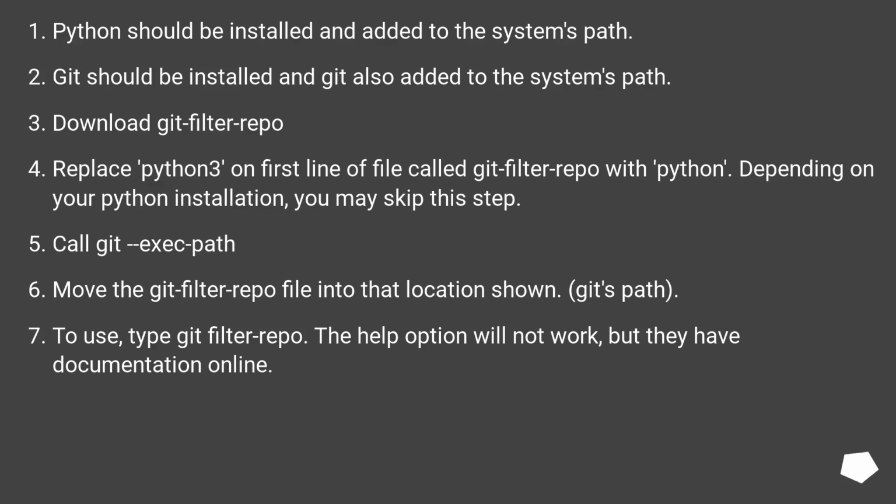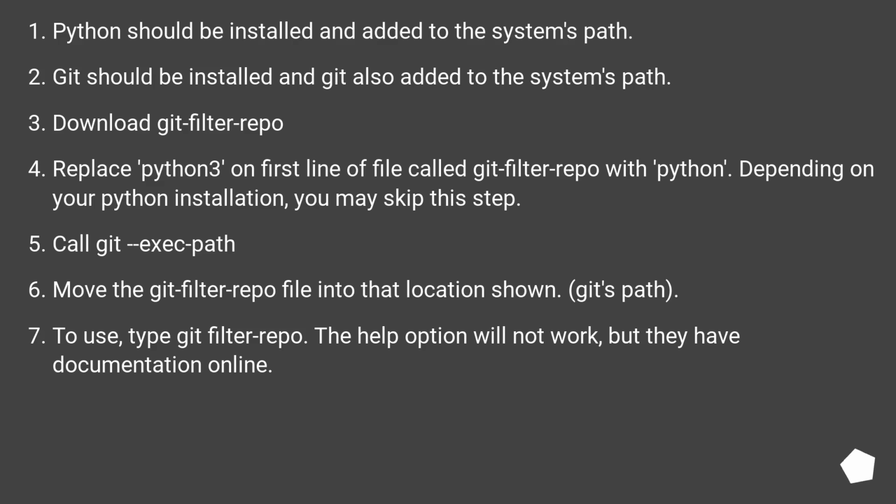This is how I got it to work. Python should be installed and added to the system's path. Git should be installed and git also added to the system's path. Download git-filter-repo. Replace python3 on the first line of the file called git-filter-repo with python. Depending on your Python installation, you may skip this step.